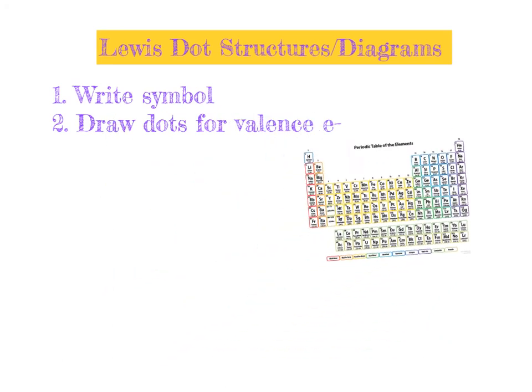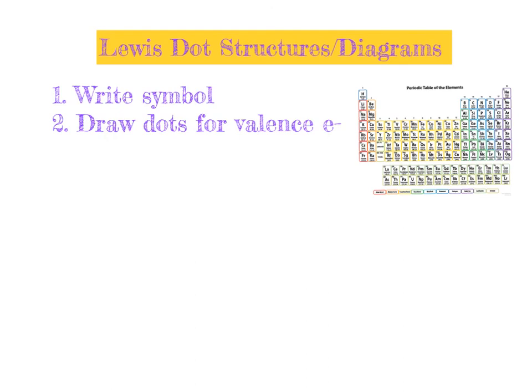So let me put my periodic table away. I will write the symbol for fluorine, which is F. So that's pretty easy. And I have 7 valence electrons. So this is what I meant before, we fill in all the sides before we double up. So I'm going to put 1, 2, 3, 4. Now each side has 1, so now I have to start doubling up. 5, 6, 7. So that's what my Lewis dot structure would look like for fluorine.